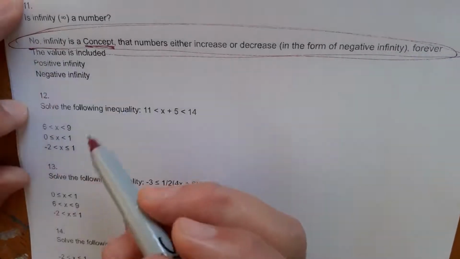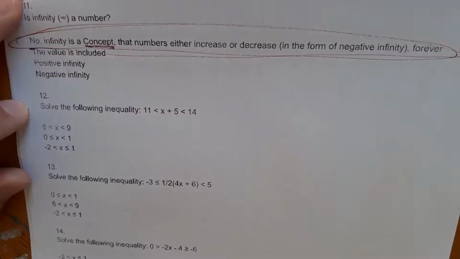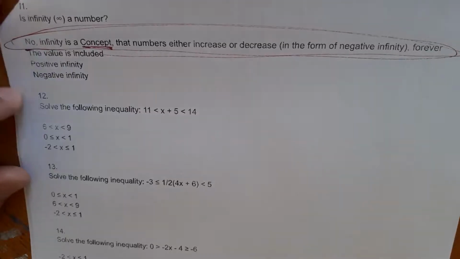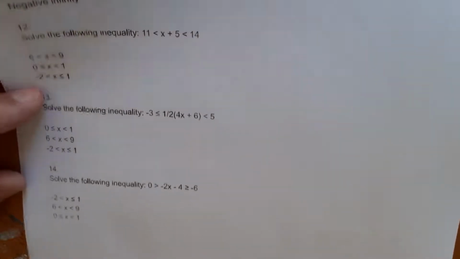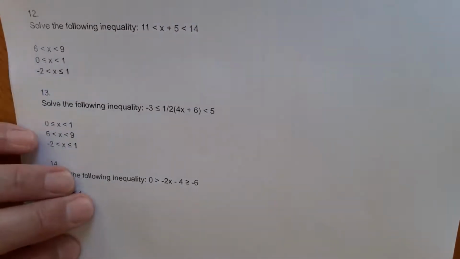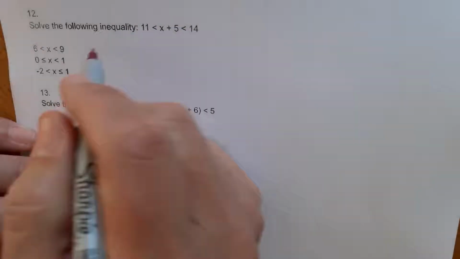So we do use a parentheses for it in set notation. We're not allowed to use a bracket because a bracket says the value is included, and that would be a violation because a concept is not a number. You can't include it. All right.